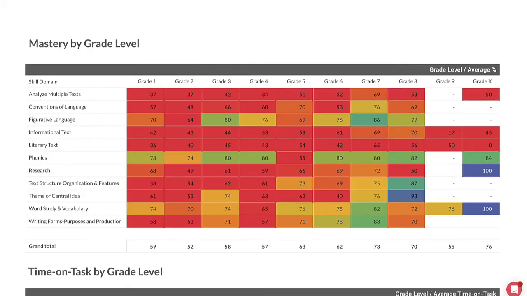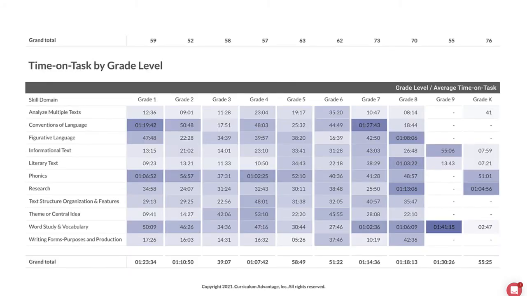This heat map shows you the breakdown of average mastery by domain and grade level. This grand total is the grade level average total. The next heat map shows the breakdown of the average amount of time spent on each domain per grade level with the total average time reflected in the grand total.